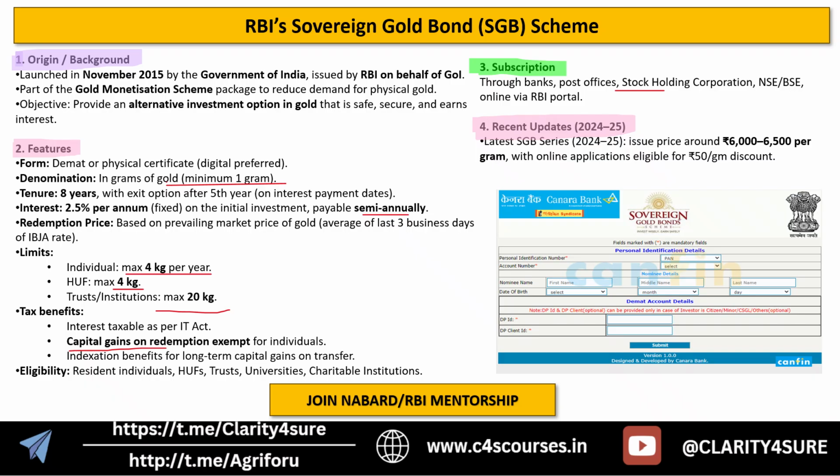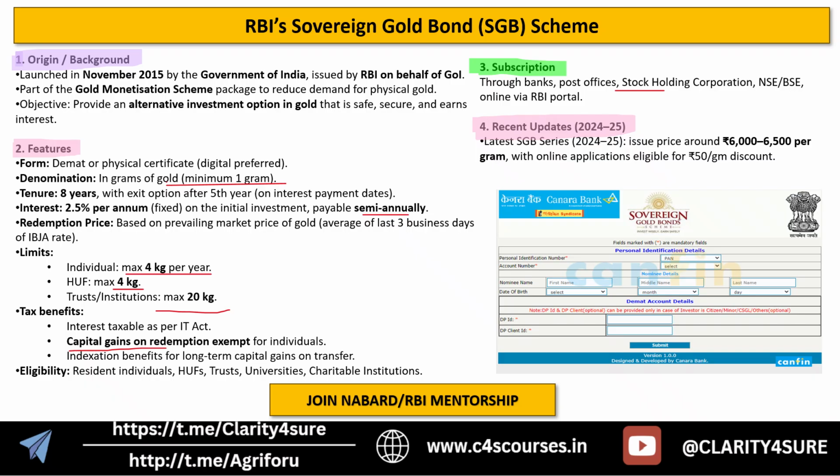And what is the form? The form can be demat or physical certificate. Digital is preferred, and denomination is in grams of gold. Minimum should be 1 gram, and tenure will be 8 years. That is, you will have the exit option only after the 5th year, on the interest payment dates. That is very, very important. Tenure is 8 years. You can exit only after the 5th year.